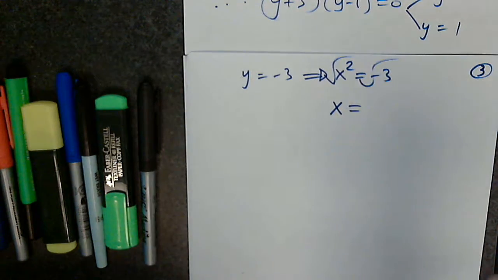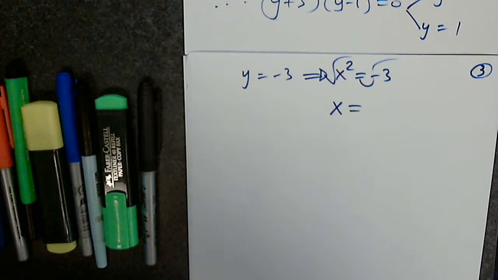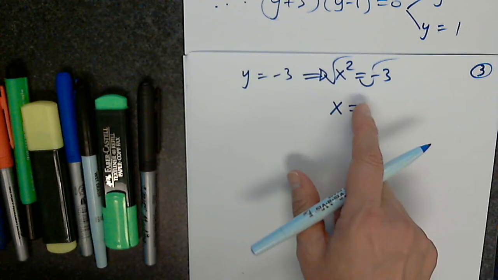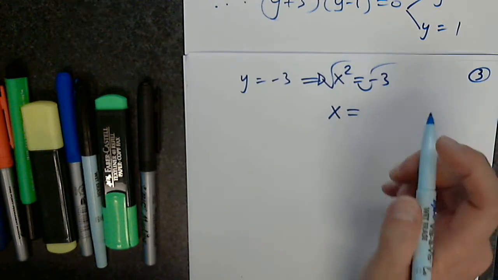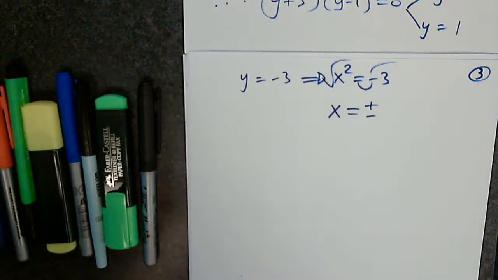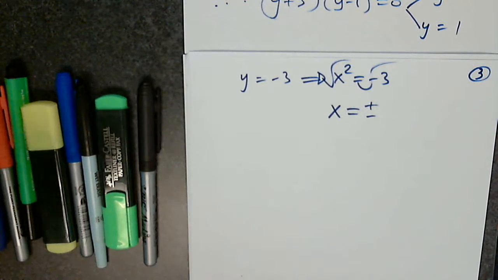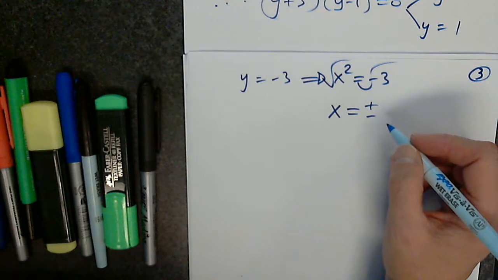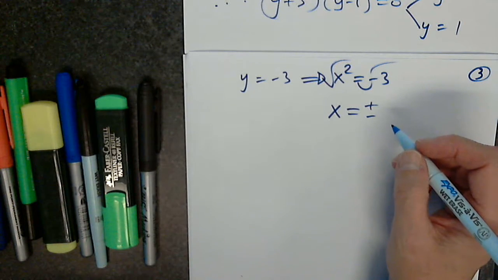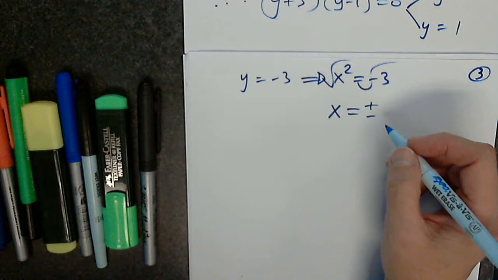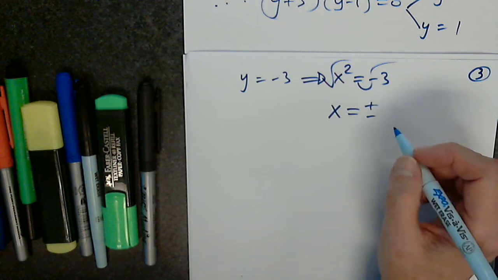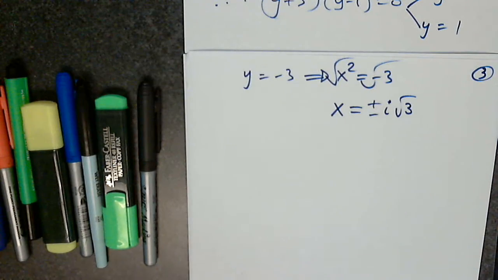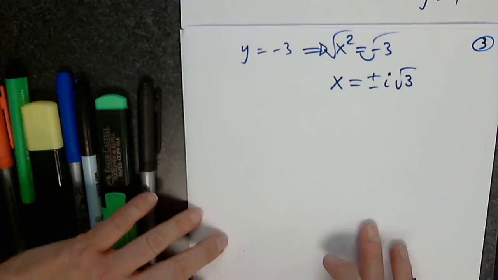I need something very important. It has to have 2 solutions. It's quadratic. So what am I missing here? Exactly. Plus or minus. So what is the square root of -3, please? Chapter 10. Square root of 3 times square root of -1, which is i. So it's i times the square root of 3. Very good.